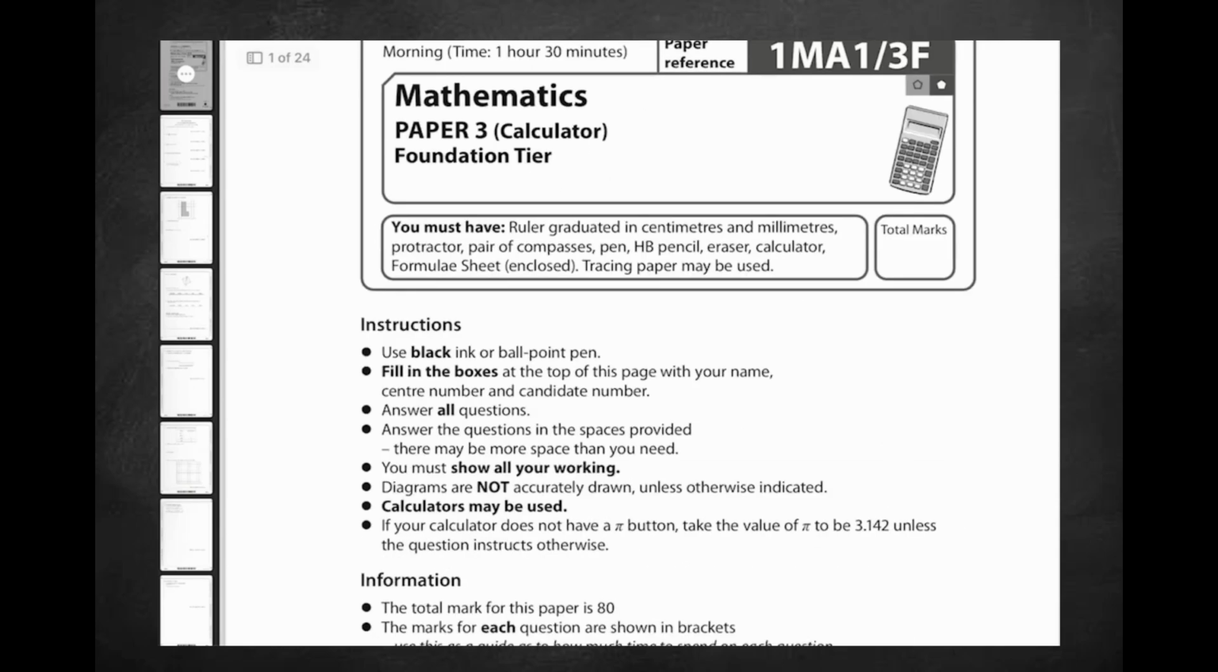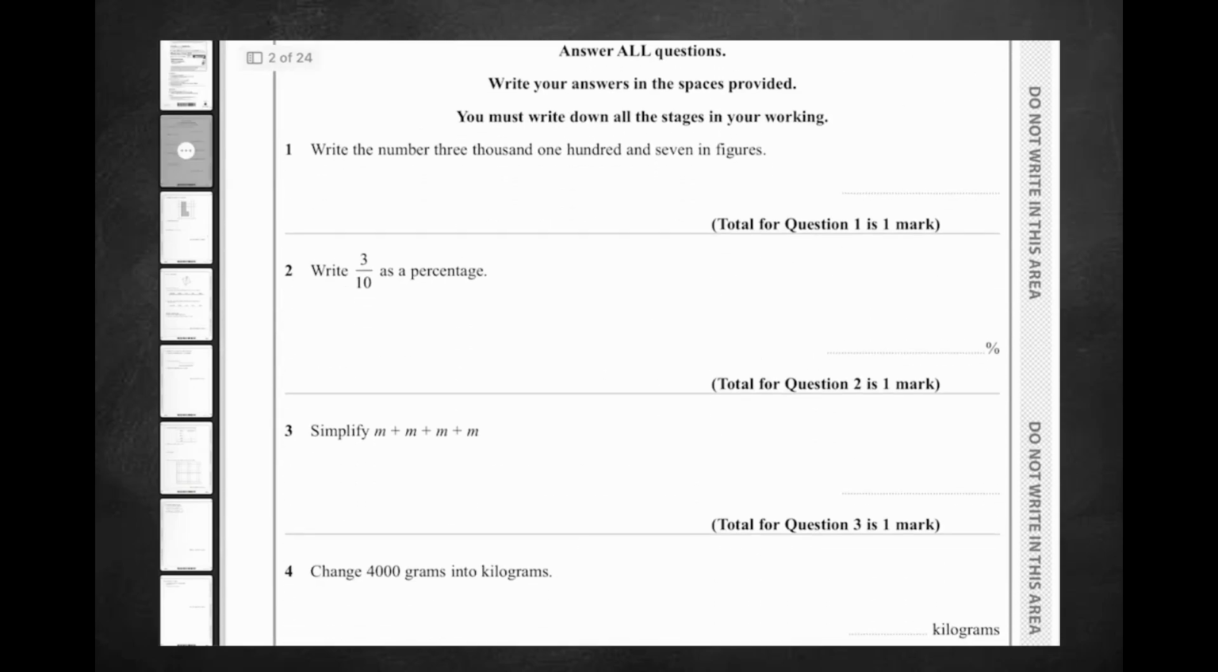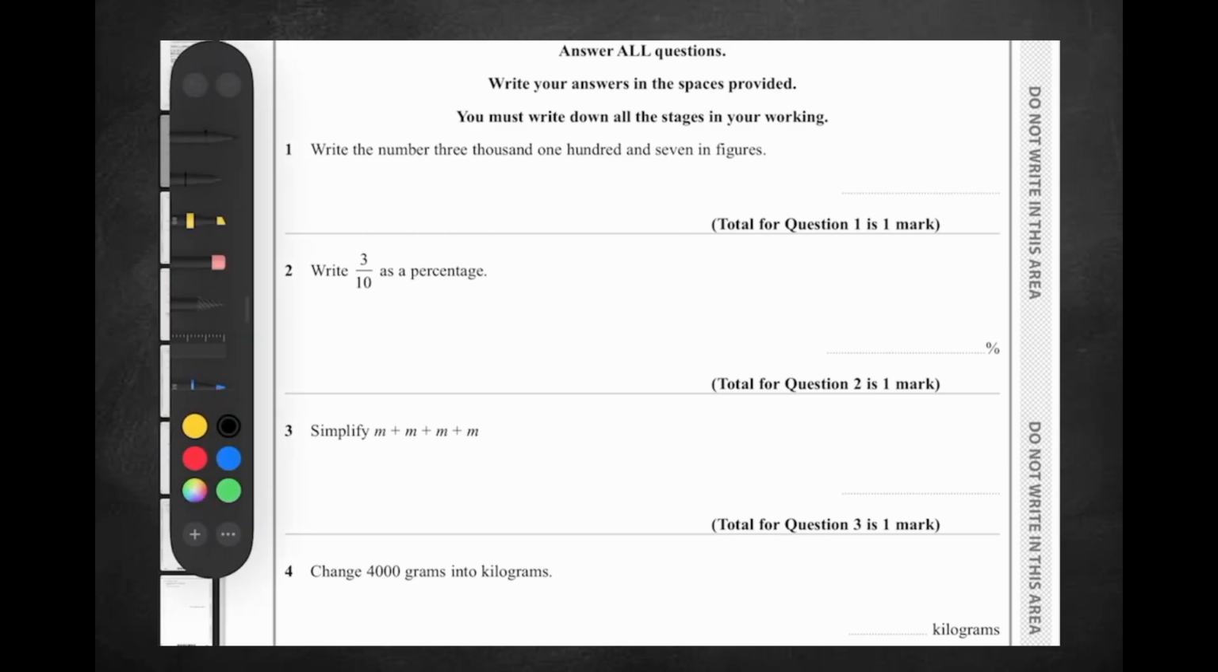Let's jump straight in. Question number 1. Write the number 3107 in figures. So we need 3107, so 3107. Question 2. Write 3 over 10 as a percentage.